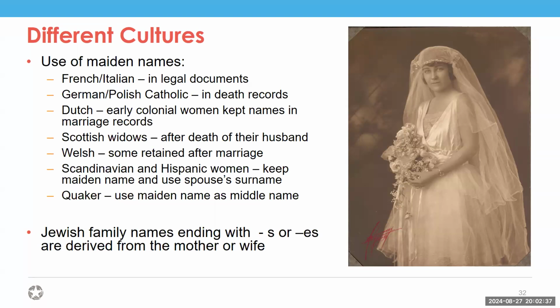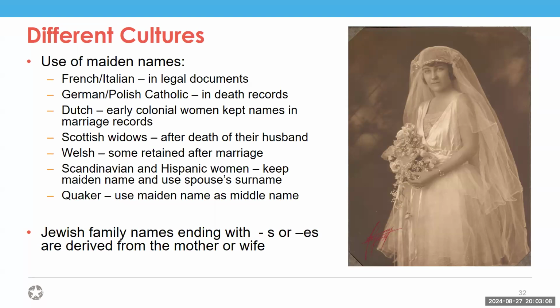The Dutch women, early colonials, would keep their names in their marriage records. Scottish widows would go back to their maiden names after the death of their husbands. Some Welsh peoples would retain their maiden names even after they were married. Scandinavian and Hispanic women like to keep their maiden name and use it almost like a middle name and then use the spouse's surname, so we'll have two surnames. And then the Quakers will use the maiden name as a middle name as well.